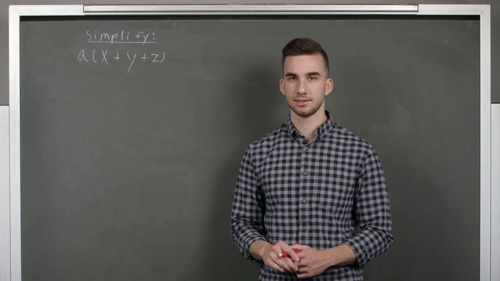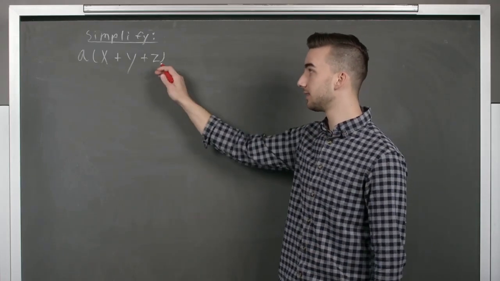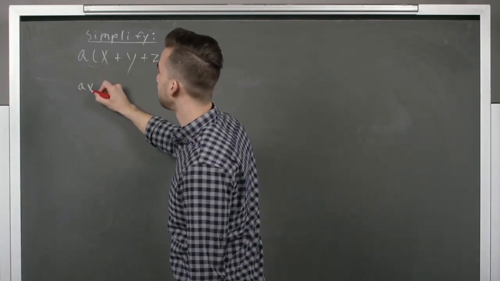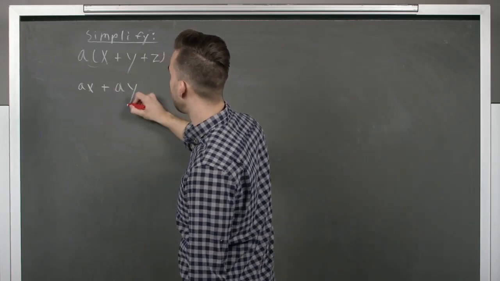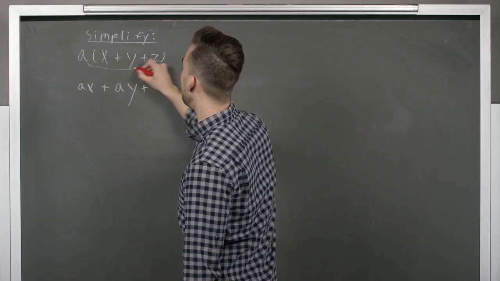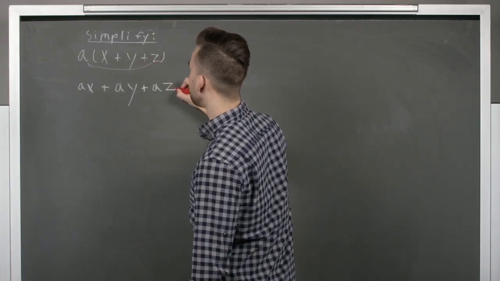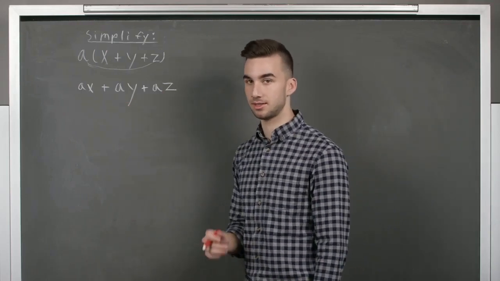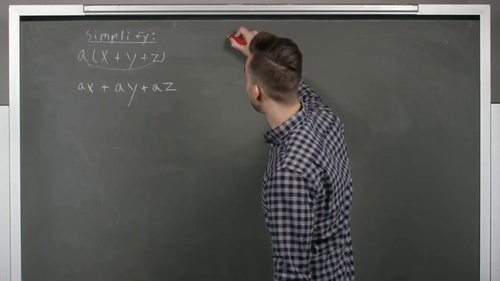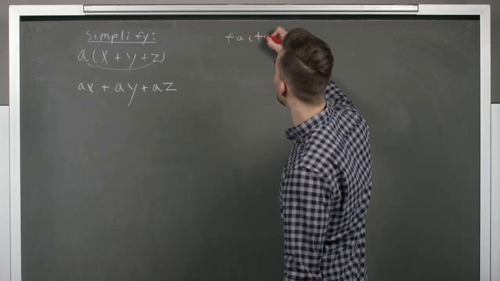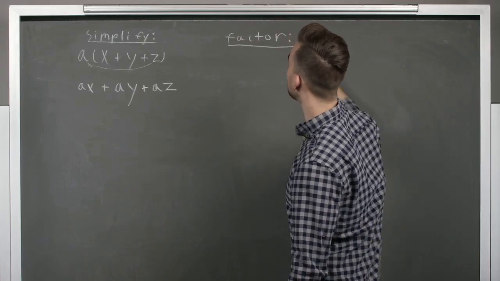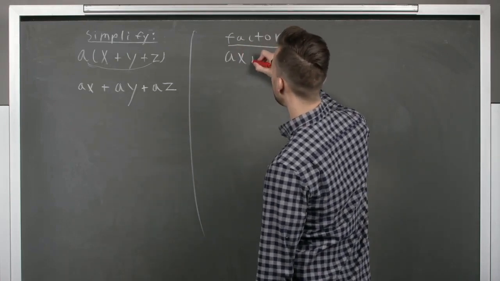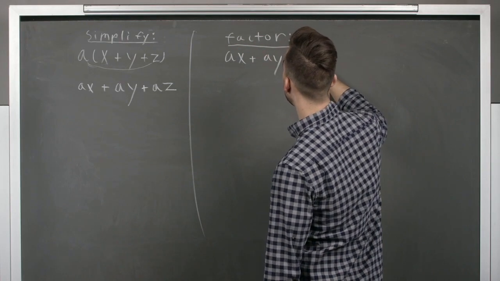In the past lessons, we've learned to simplify expressions like this, where we just multiply it out. Let's multiply it: ax plus ay plus az. And we've learned to do that, but how do we do it in reverse, which is also known as factoring? Let's factor it. So how do we factor this expression? ax plus ay plus az.